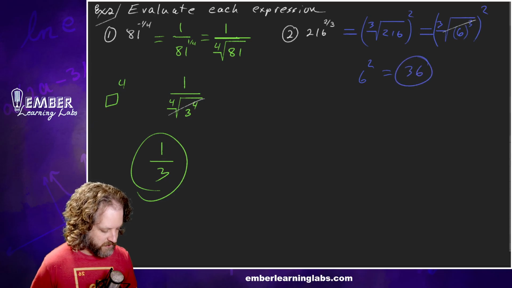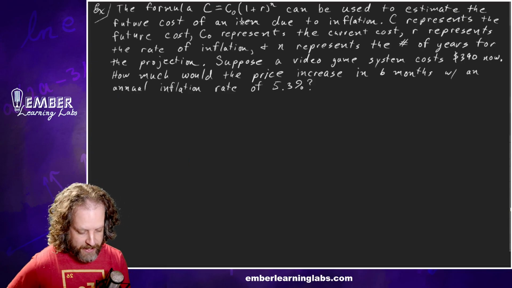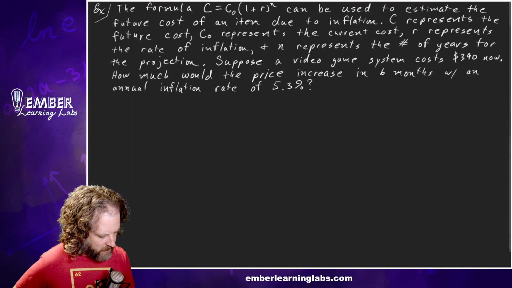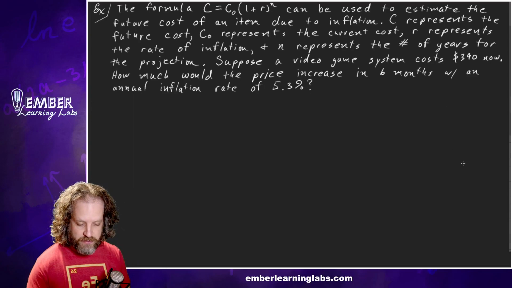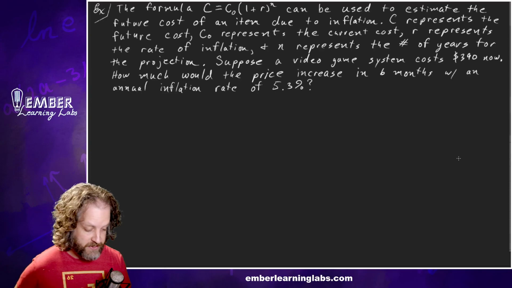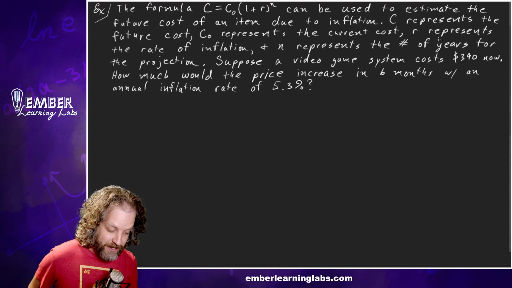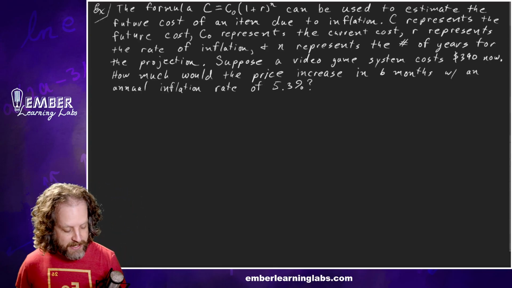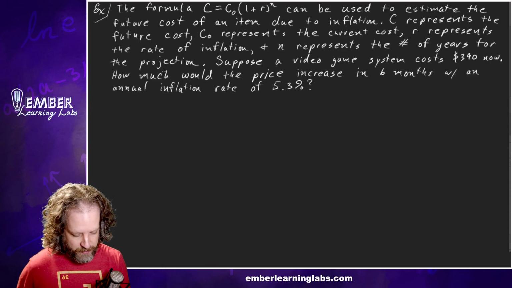Great. Let's do another one. The formula, C equals C naught times 1 plus R to the n, can be used to estimate the future cost of an item due to inflation. C represents the future cost, C naught represents the current cost, R represents the rate of inflation, and N represents the number of years for the projection.